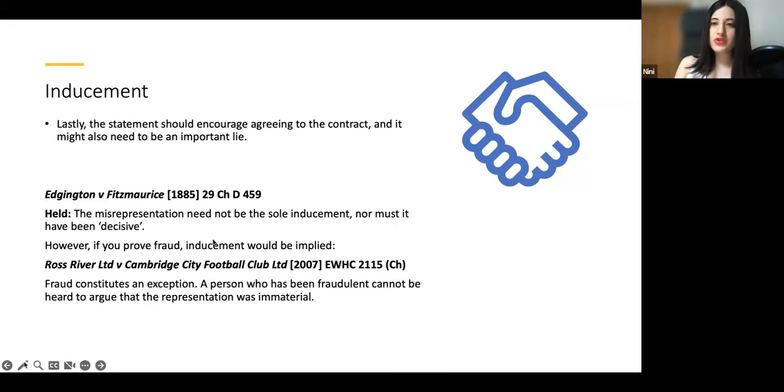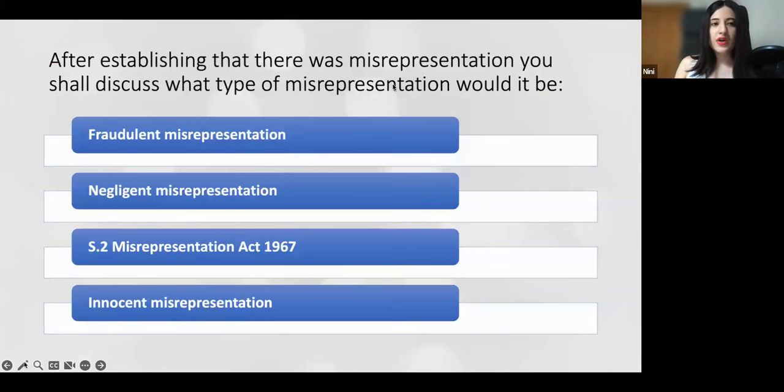If you prove fraud, so if it's a fraudulent misrepresentation, inducement is implied. And the citation for that principle is this case, Ross River versus Cambridge City Football Club. So after establishing all these principles that we discussed before, we can conclude that misrepresentation took place. That's the conclusion. However, we haven't discussed yet what kind of misrepresentation it would be.